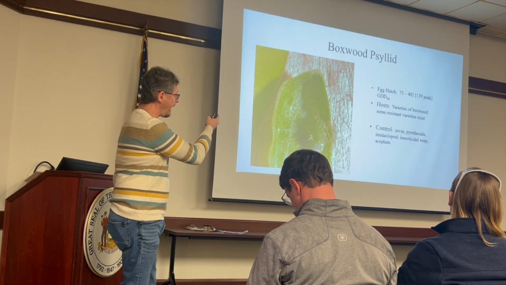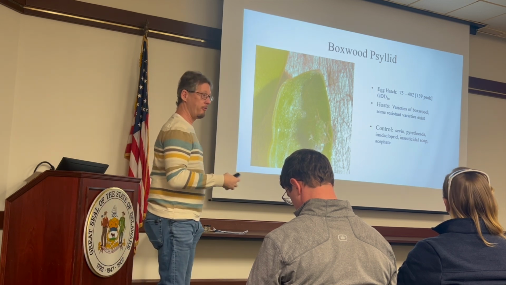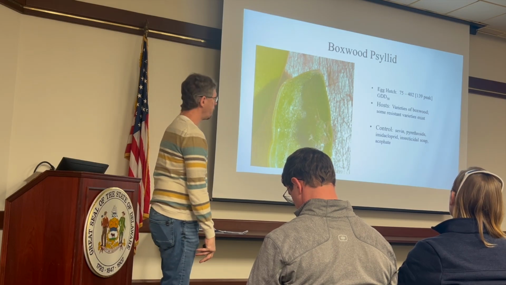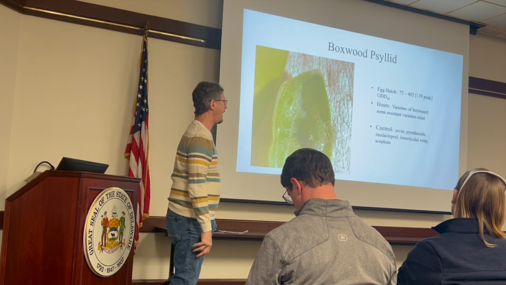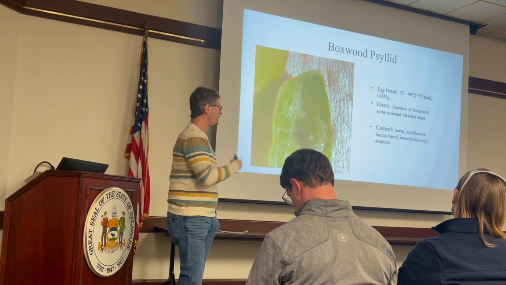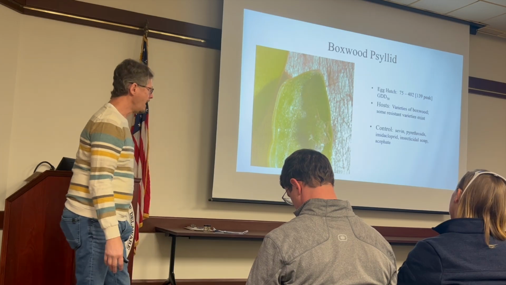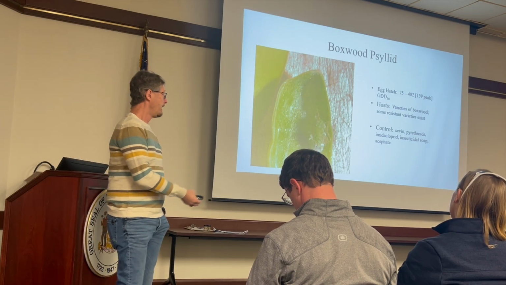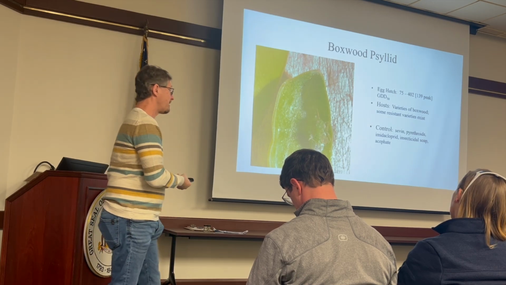The eggs hatch really early. 75 growing degree days is typically late March, early April. 139 is usually sometime in April for their peak activity. If you know the variety of boxwood, some boxwoods are resistant. And for control, if you feel it's necessary, you can use a neonicotinoid or acephate.